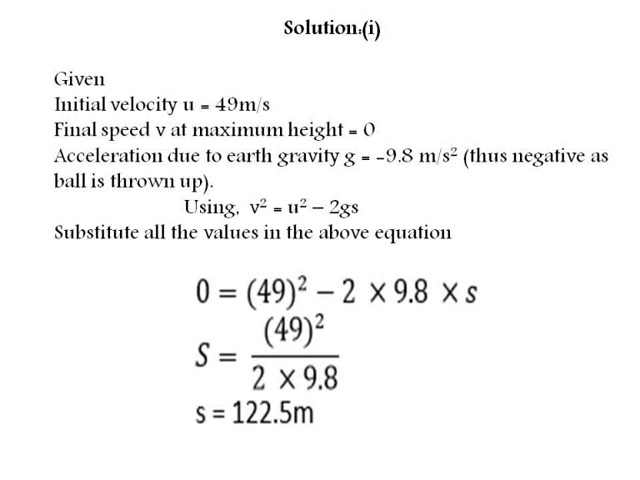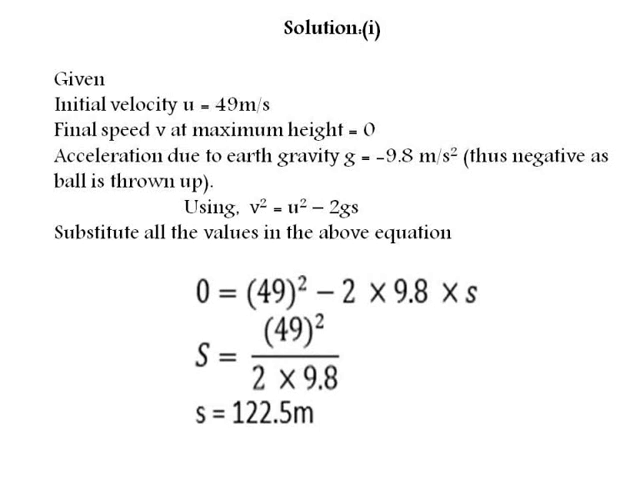And here the acceleration is negative as we throw the ball in the upward direction, and it will be minus 9.8 meter per second square. The question is, calculate the maximum height. So for this we will use the equation v square minus u square equal to twice gh.